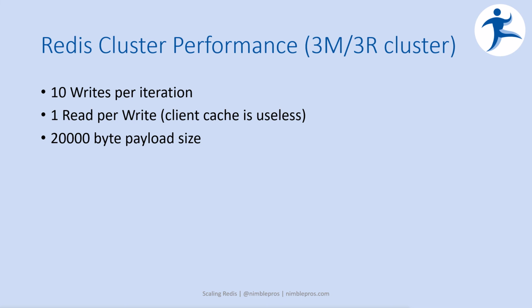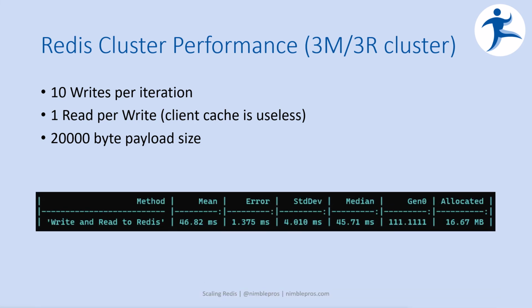Let's run it again, but this time let's do only one read for every write. You can see that this benchmark averages just 46 milliseconds for Redis. Obviously much faster than we had before because we're not doing 100 reads for every one of these writes, okay?